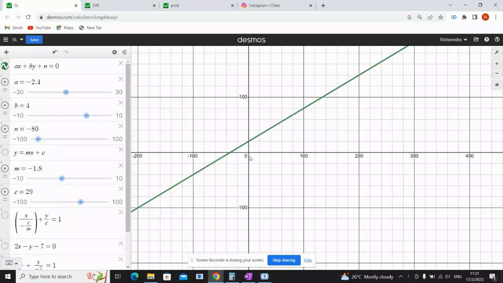Hello guys, I'm here to discuss straight lines. What is a straight line? The one that is appearing on the graph, right?